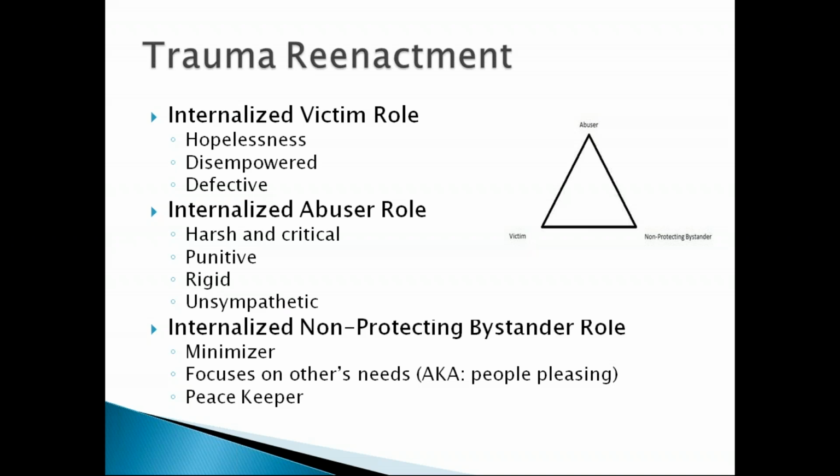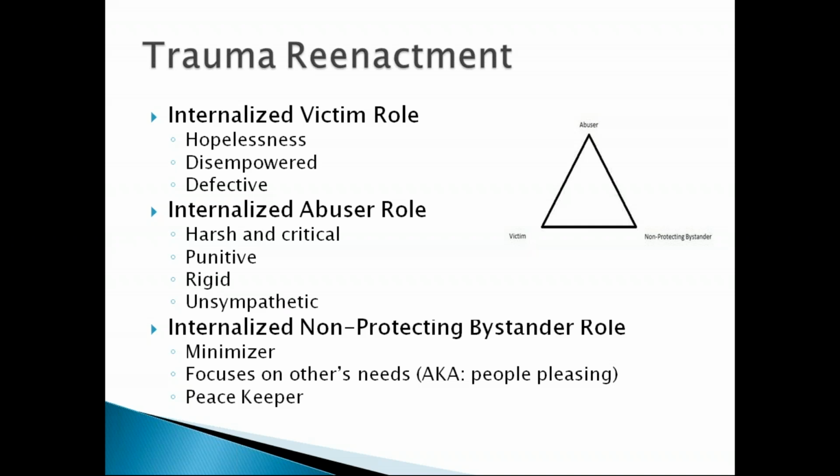And in trying to make sense of the insensible, they end up internalizing these different roles, right? What it looks like for someone to internalize the victim role is when we're seeing someone feeling helpless, disempowered, defective, right? This is where we might hear someone say, life just happens to me, right? They're like a leaf in the wind, feeling very much so that they don't get much of a say-so in life.